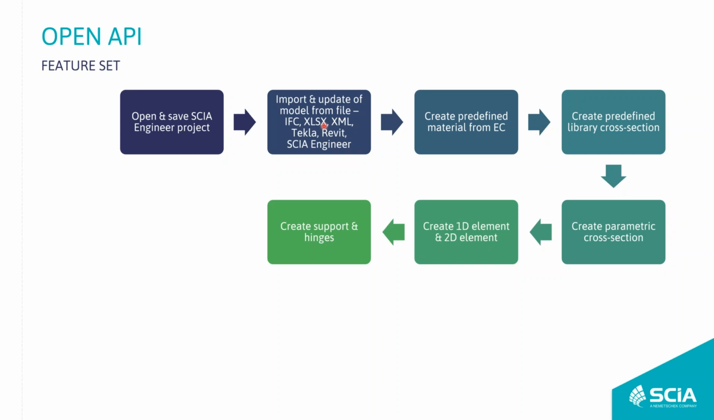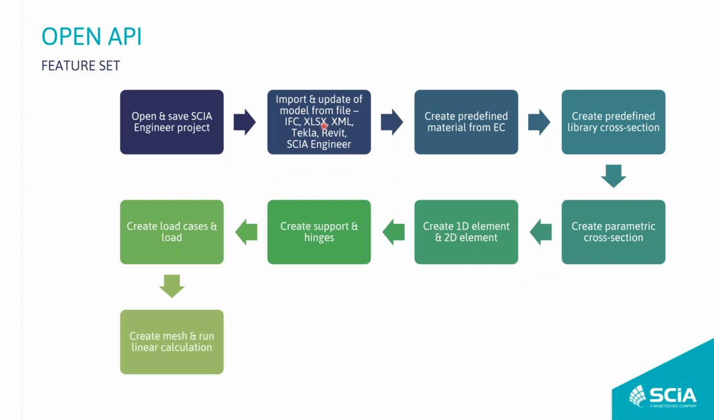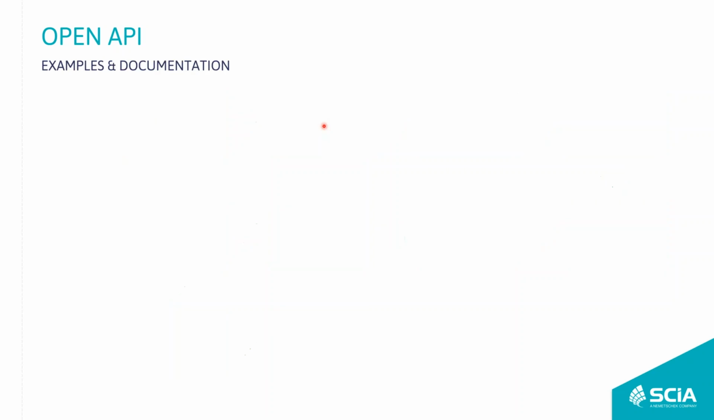Once I'm done with the geometry, I can start to add boundary conditions like supports and hinges. I can create a load case, and into the load cases I can assign loads. Once I have all this done, I can start the linear calculation and get the results of the finite element calculations for 1D elements, 2D elements, and also the reactions.